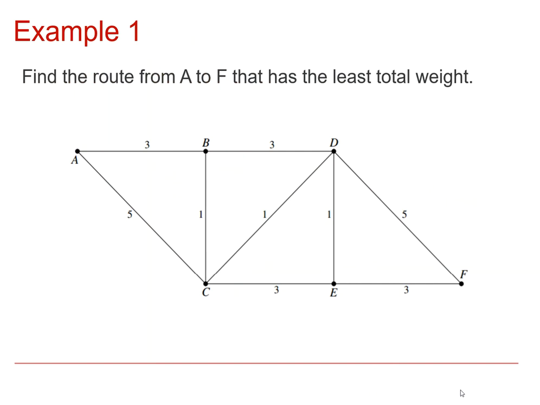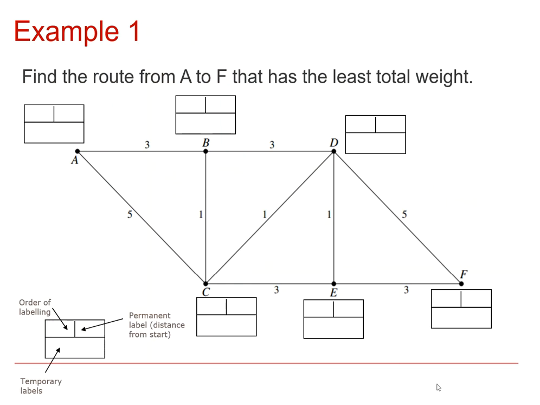So this is the same problem that we saw earlier, and the first thing we're going to do is put these boxes in. Down here on the bottom left there's just a little key to remind ourselves of what the parts of that box do, and so we're now ready to carry out Dijkstra's algorithm on this network.